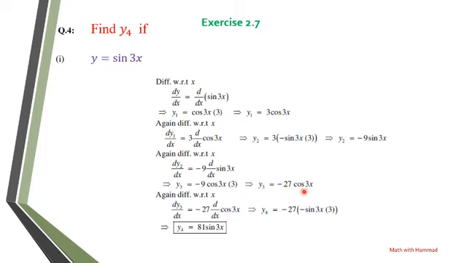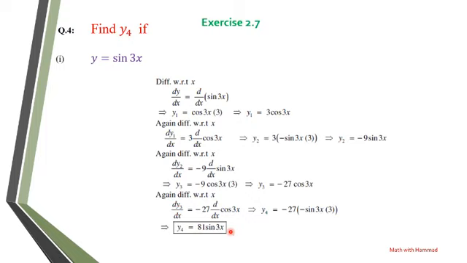And last time, for y4, the derivative of cos 3x is minus sine 3x, and the derivative of 3x is 3. So the final answer is minus into minus is plus, 27 into 3 is 81 sine 3x. So y is equal to sine 3x and y4 is equal to 81 sine 3x. 81 sine 3x is the final answer. Students, these are the questions of simple functions, either explicit function or implicit function.